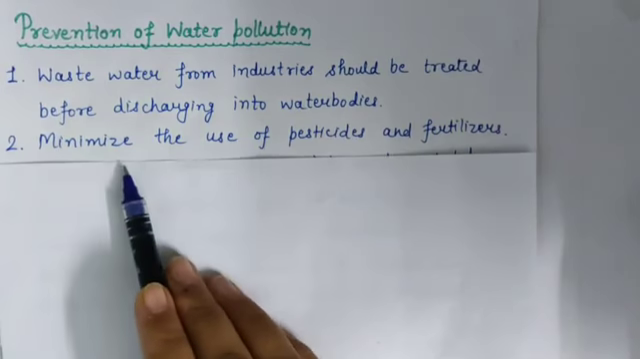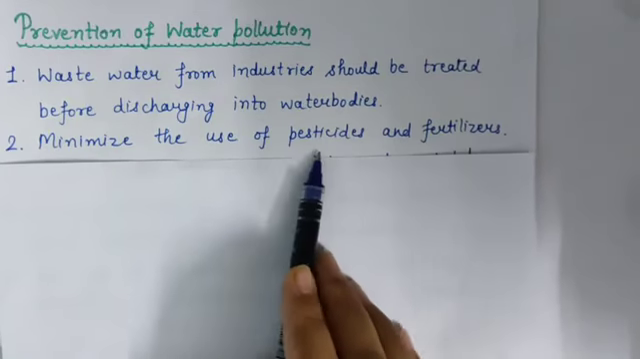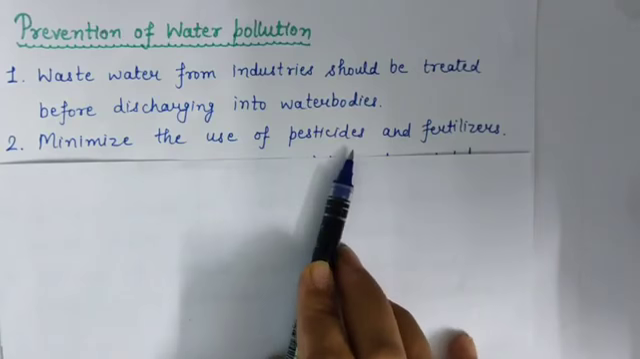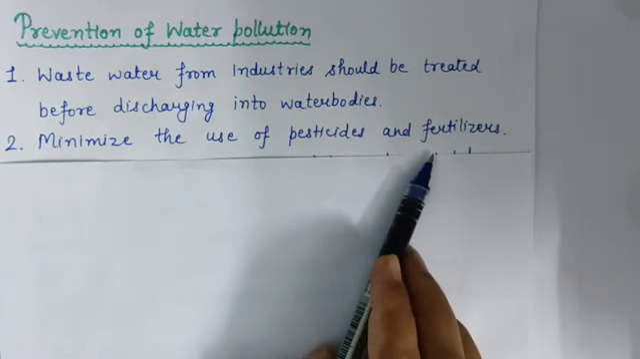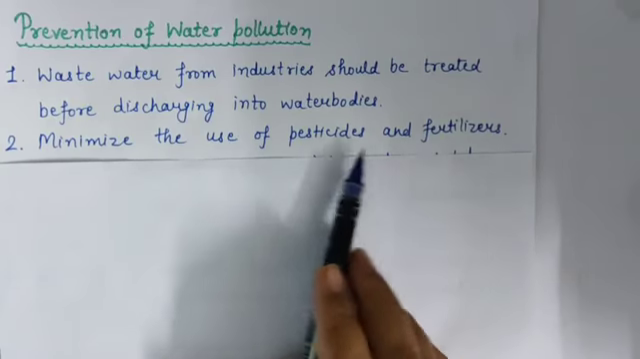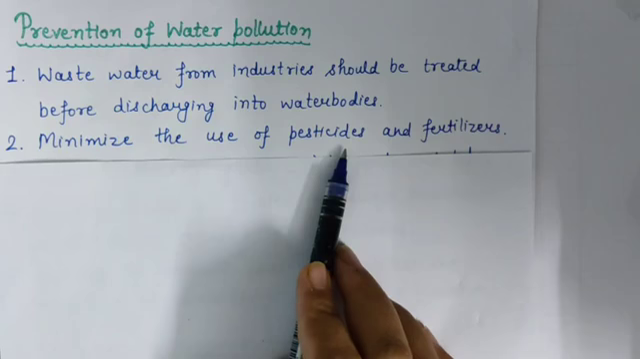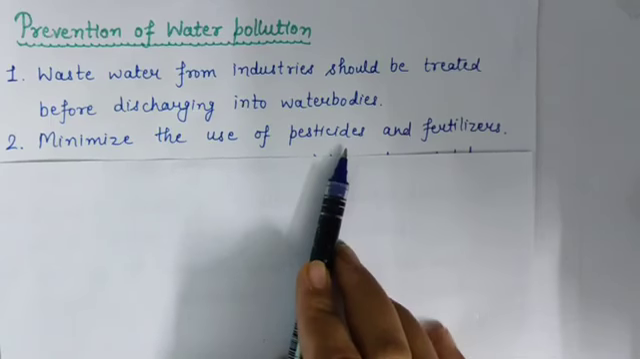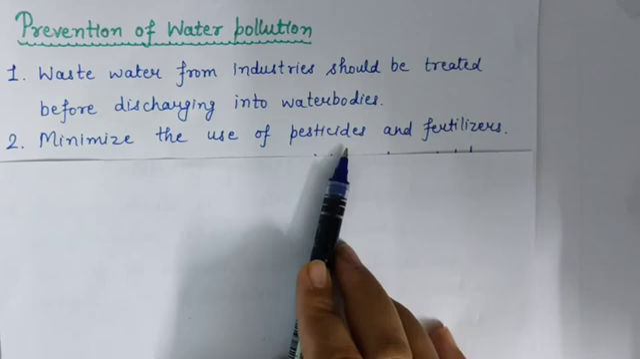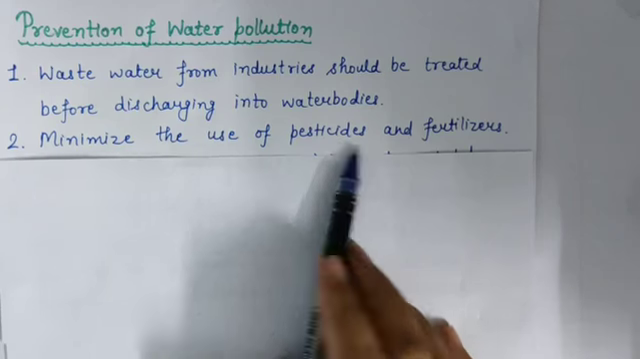Second is, minimize the use of pesticides and fertilizers. Means, the use of fertilizers and pesticides should be minimized in fields. Also, eco-friendly fertilizer should be used. Means, we can use eco-friendly fertilizers, because eco-friendly fertilizers do not cause water pollution.